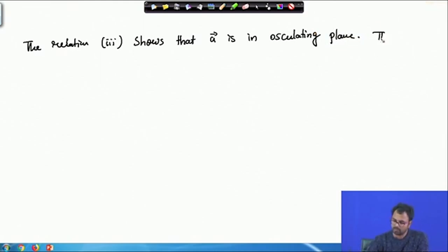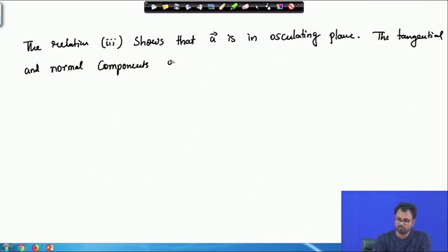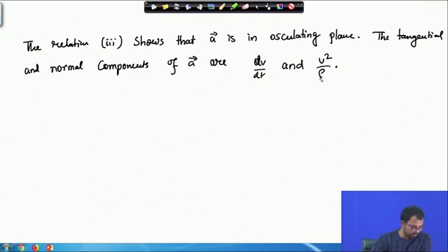And the tangential and normal components of acceleration are: the tangential component is dv/dt, where v is a scalar, and the normal component is v square by rho, where v is the speed and rho is the radius of curvature.